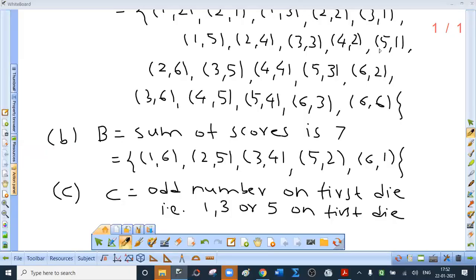Now B part, event that sum of the numbers or scores is 7. So (1,6), (2,5), (3,4), (5,2), (6,1). So these 5 sample points or ordered pairs.